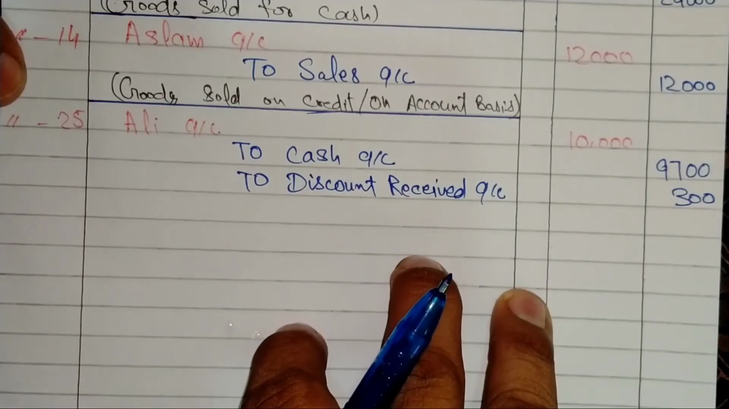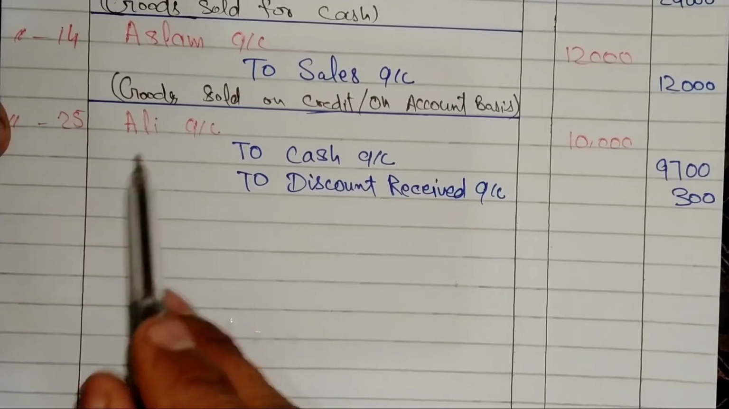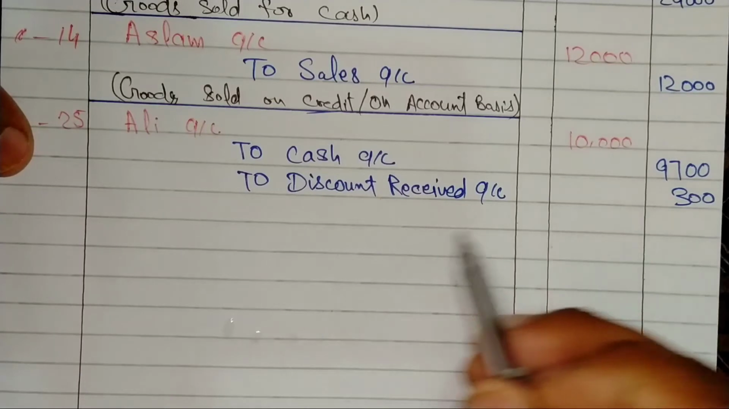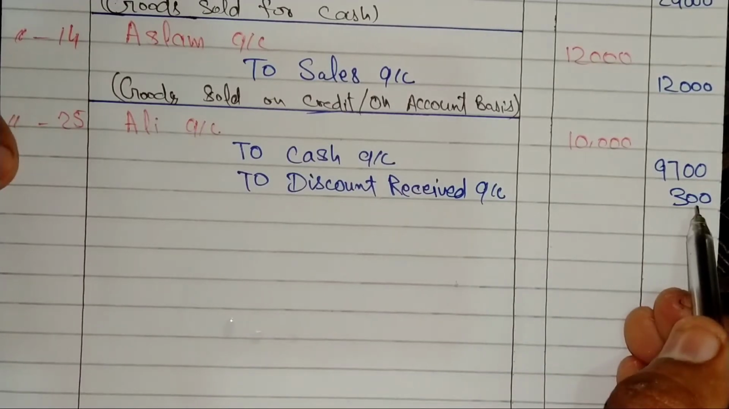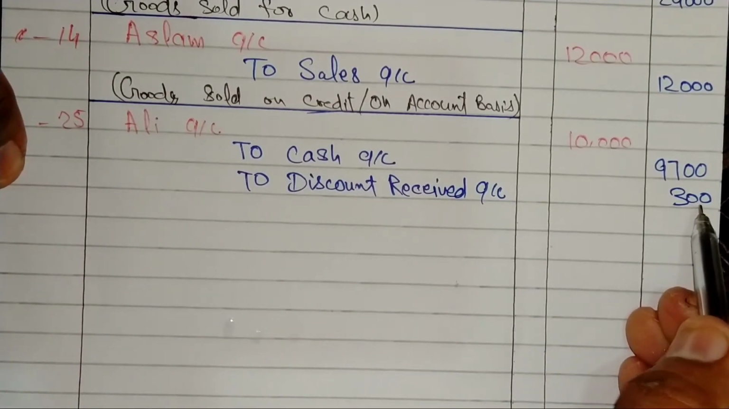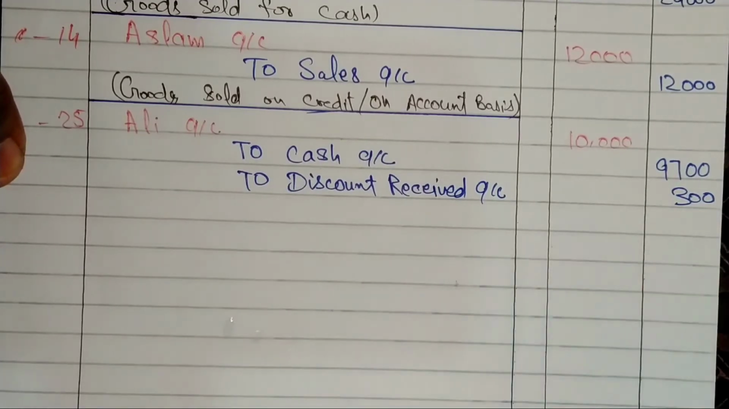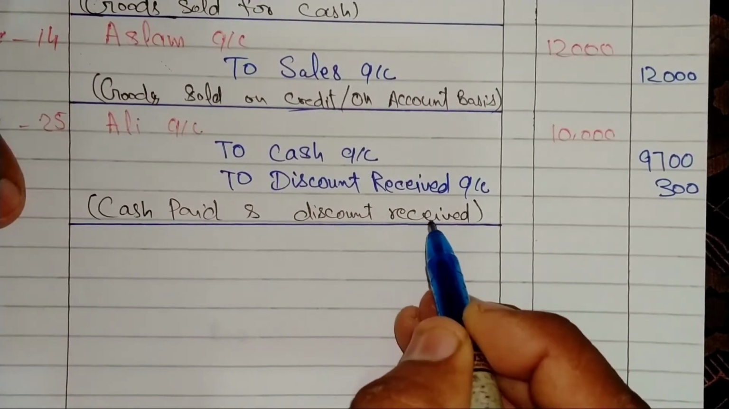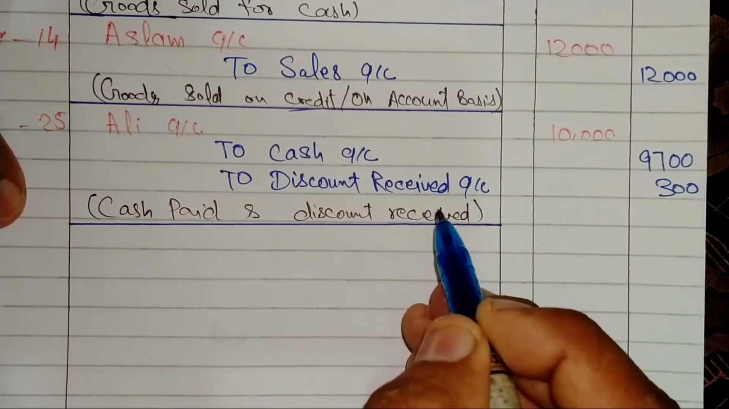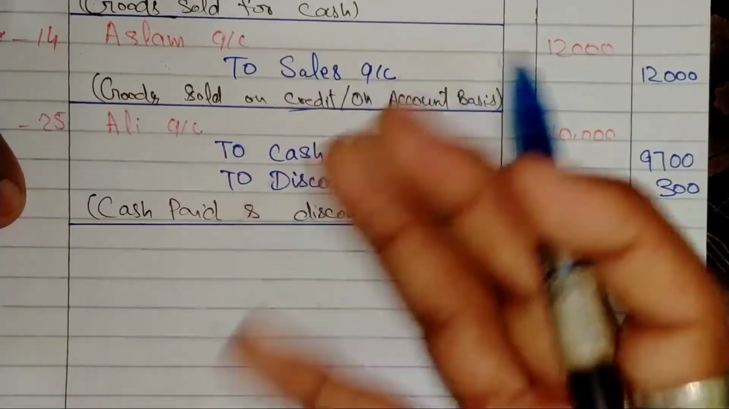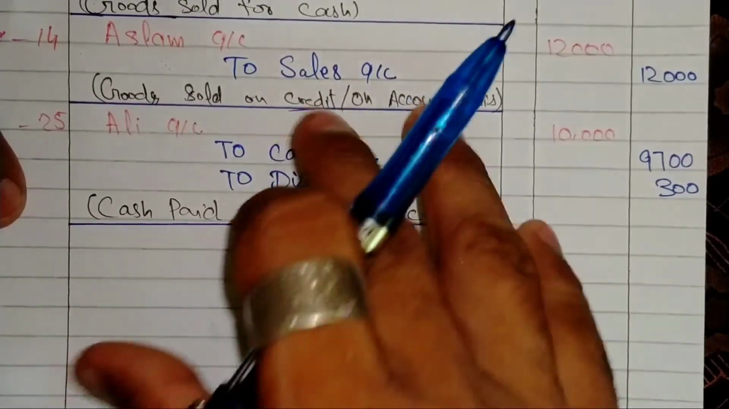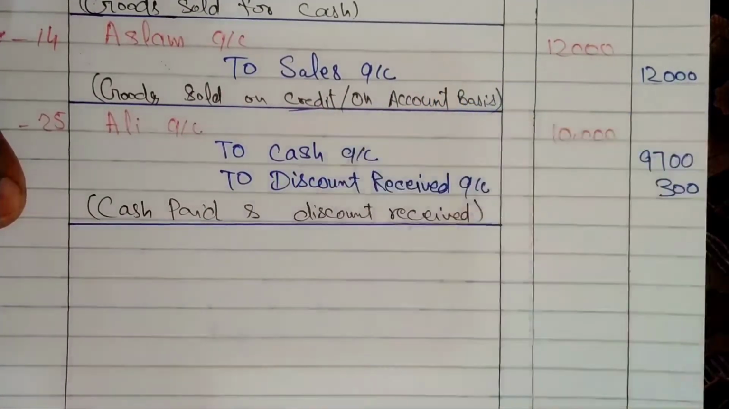We have read it in earlier videos. So we have paid to Ali $9,700 and received discount $300 with description: cash paid and discount received from supplier, which is Mr. Ali. That's it. This transaction as well as its entry has been completed here.